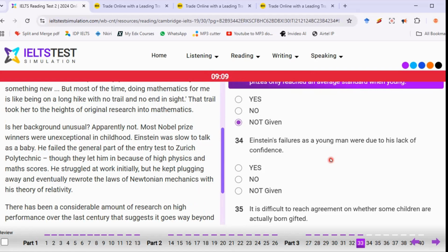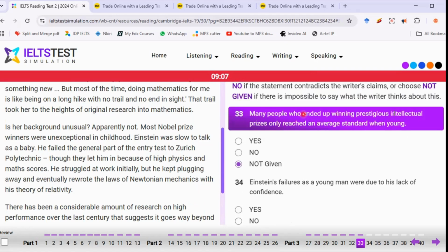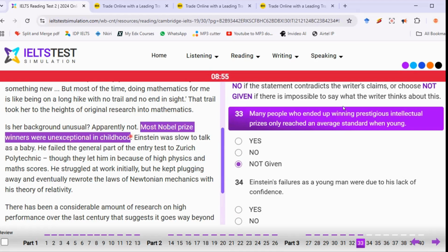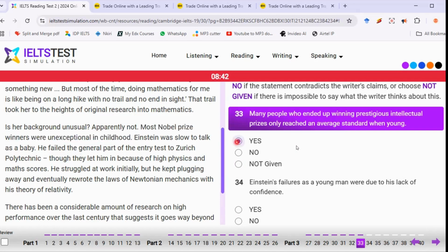Hold on. You see this question here. Many people who ended up winning prestigious prizes only reached an average standard when they were young. Is this background unusual? Apparently not. Most Nobel Prize winners were unexceptional in childhood. You see the sentence here? It's sounding like number 33. That's sounding like this number 33 is going to be true. I will change my mind for number 33.